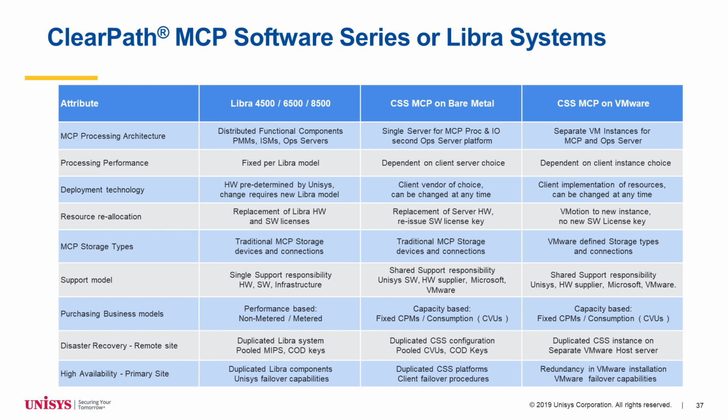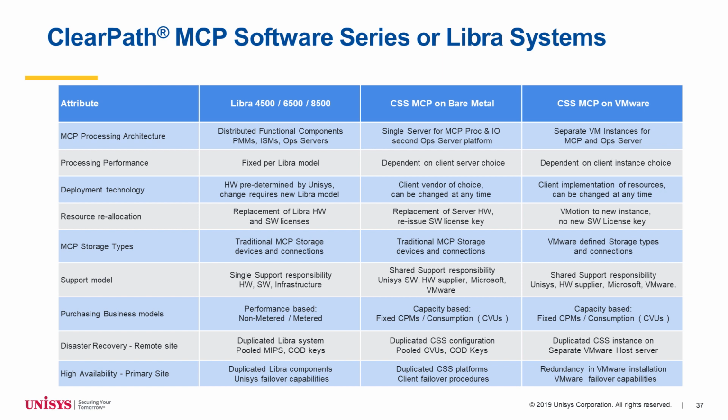The support model, as I indicated earlier, for our Libra systems, you have single support responsibility, and that's Unisys, and that's for the hardware, the software, and the infrastructure. When running on Software Series, it's a shared support responsibility. So Unisys handles the software, and possibly we might be the hardware supplier, and in some cases we would be talking to Microsoft. However, you have the option of having a hardware supplier, Microsoft, and VMware for your different environments. And it's the same with VMware.